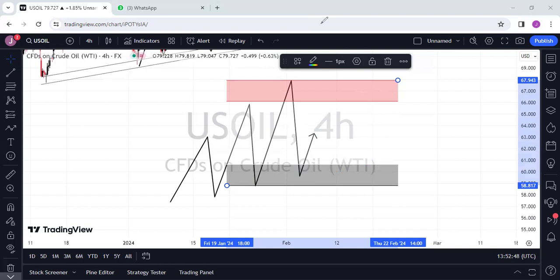So now that we have an idea about that, we want to go to the last type of market structure, that is drop-base-drop, rally-base-rally. And then from that, we are going to check how we can enter the market based on these exact market structures.